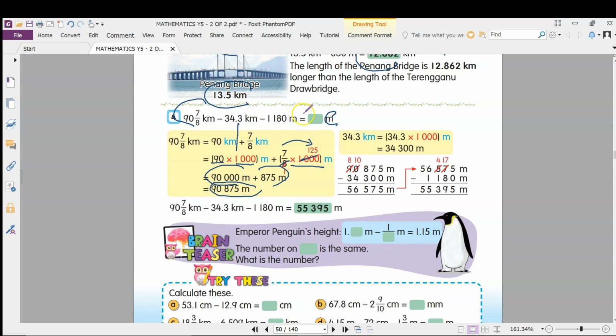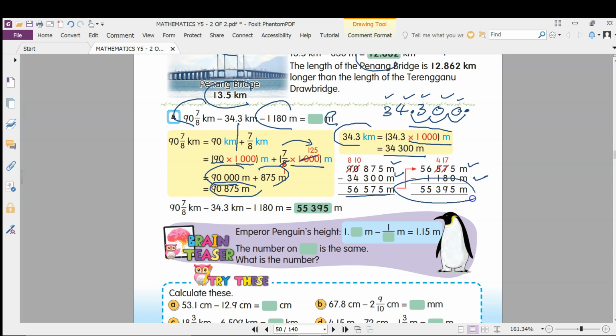And then 34.3 is km, change to meter, you have to times 1000 meters. So 34.3 times 1000, move decimal point 3 times to the right, 1, 2, and 3, dot. There are 2 empty spaces here, put 0. So it's 34,300 meters. So everything is in meter, then you minus. 90,000 minus 34,000, and then you take 56,000 minus 1,100, the last one. Then you get your answer.